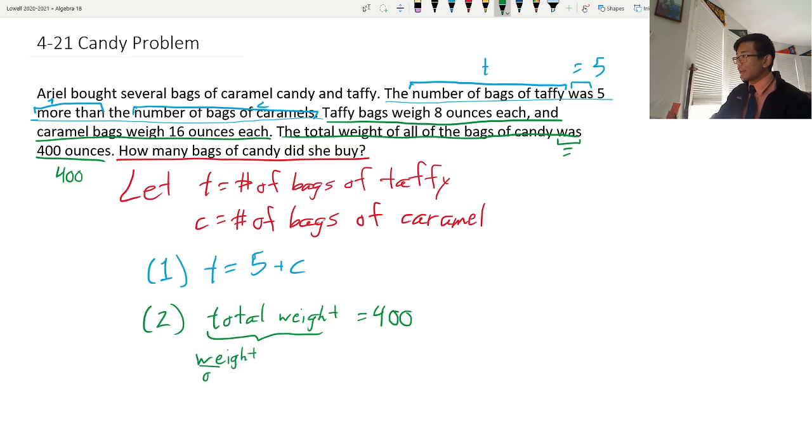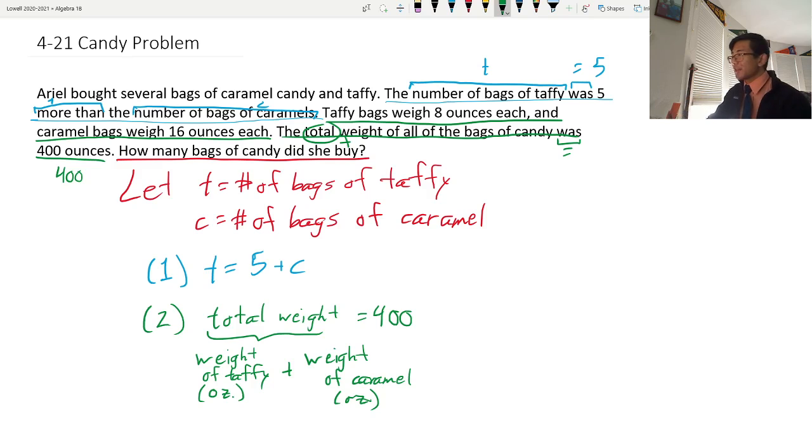the weight of the taffy, I'll say, to start. Again, in ounces. Plus, because total means you add them up, right? Total weight means that you add. The total weight comes from the weight of the taffy plus the weight of the caramel. Also in ounces. It's really important that all our units are the same. And that's going to equal, again, 400 ounces.